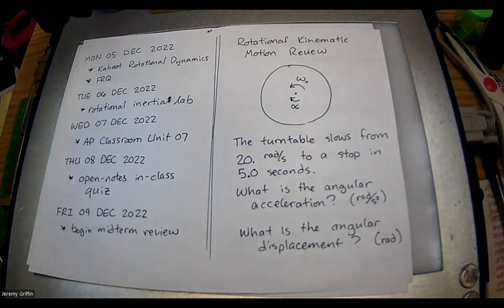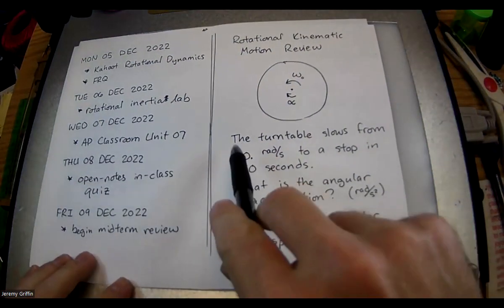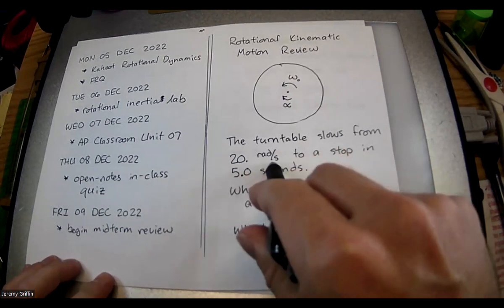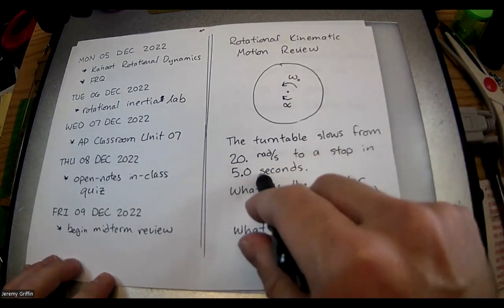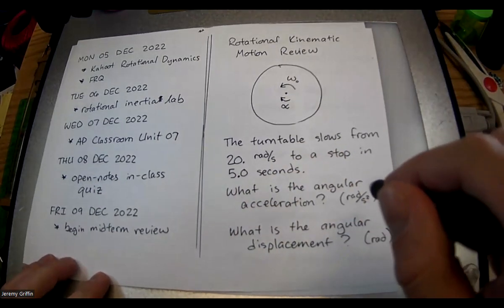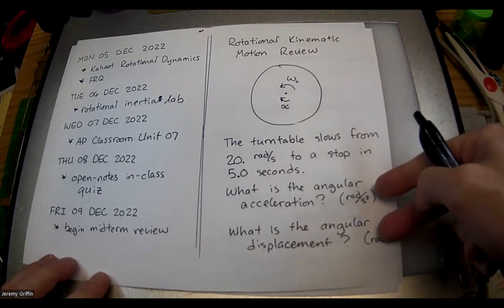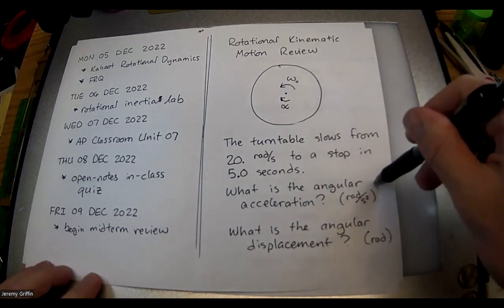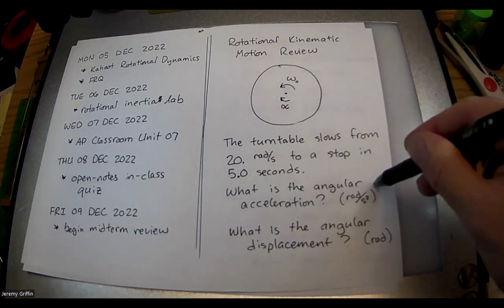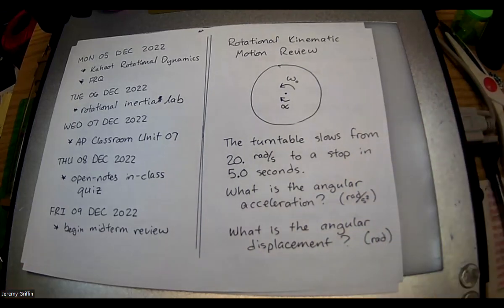But say it was spinning at 20 radians per second initially, and it slowed to a stop in 5 seconds. Can everybody answer these two questions for me? What was the angular acceleration, the rate it was slowing down, and what was the angular displacement? Like how far did it turn?